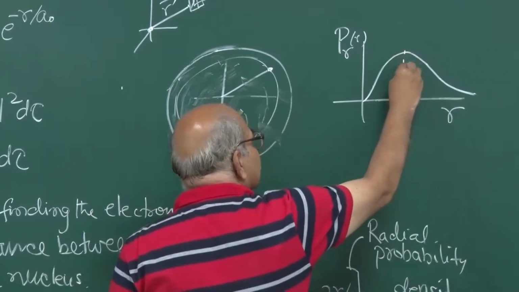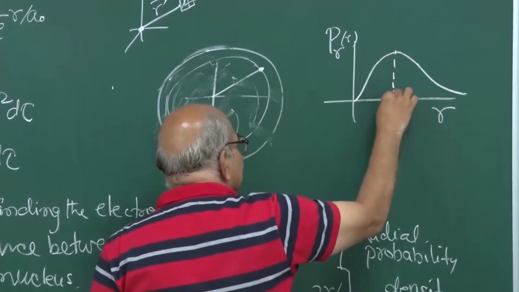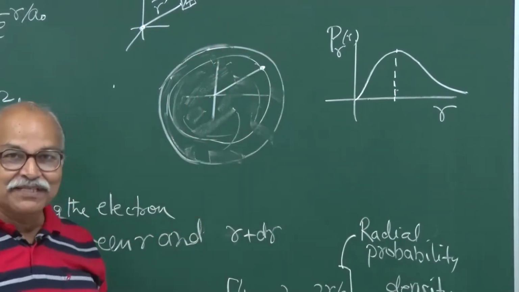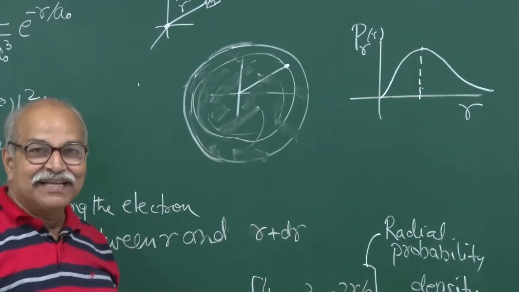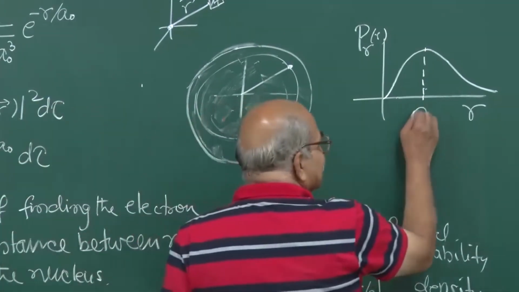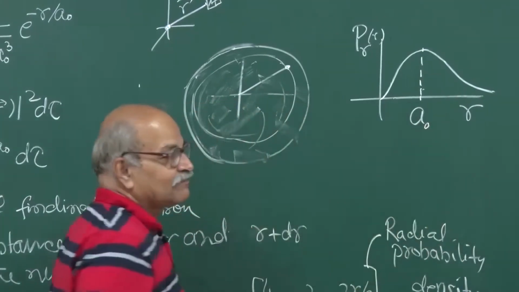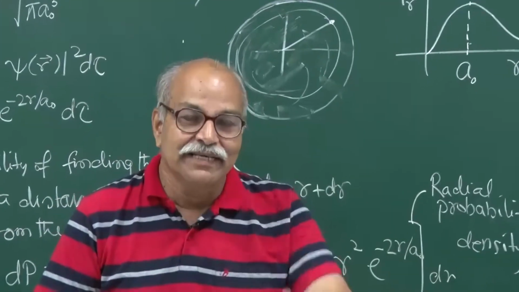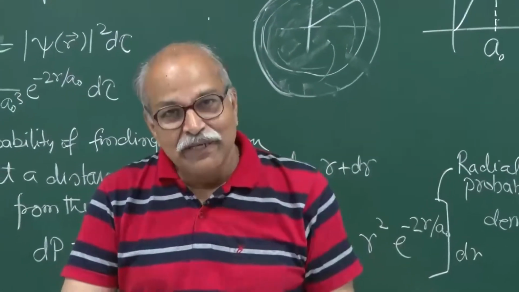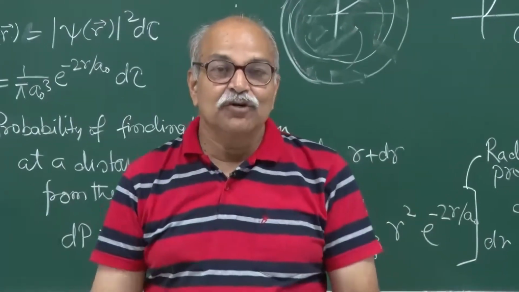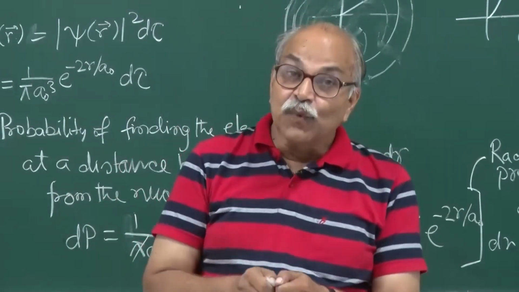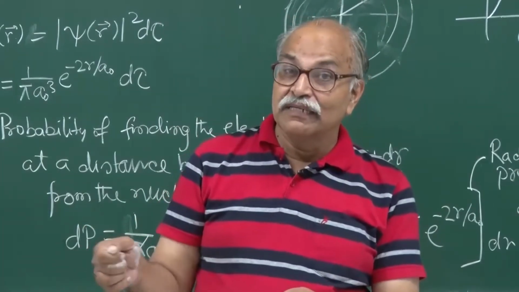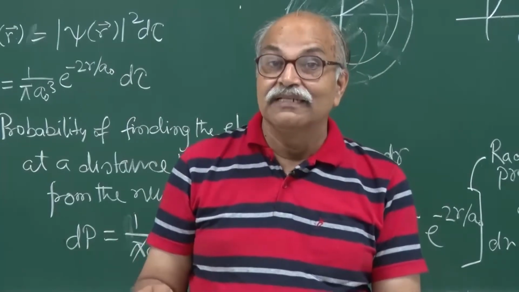And the maximum turns out at a very nice separation, at a very nice distance from the origin, and that nice distance is nothing but Bohr's radius A0. So in the Bohr model, in the ground state, in the lowest energy state, minus 13.6 eV, the electron was allowed only one distance from the proton, and that was A0. That was the Bohr radius, 0.053 nanometers.